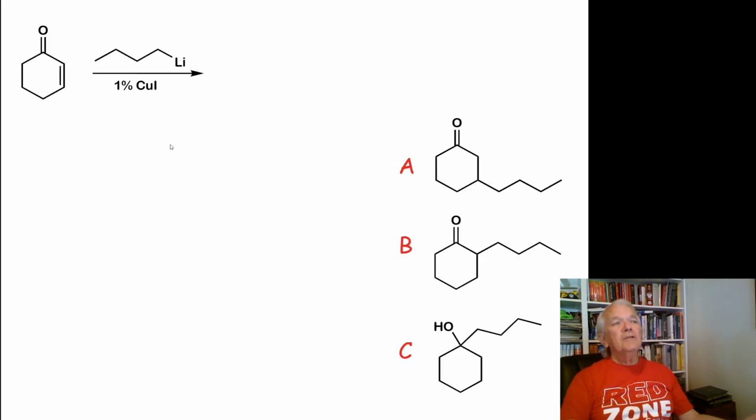So let's do one of these. Here we have a conjugated carbonyl, and we're going to use butyl lithium, and just for fun, we're going to throw in our cuprous iodide. And so what's the product going to be? Well, we're going to do conjugate addition, right? And so we're going to add to the 1,4 position.